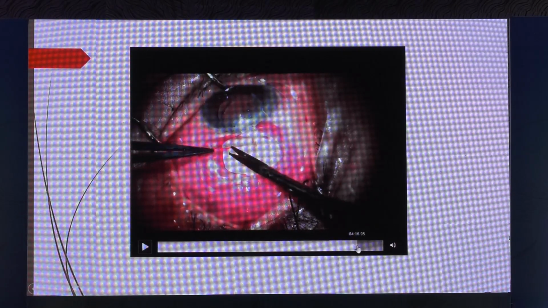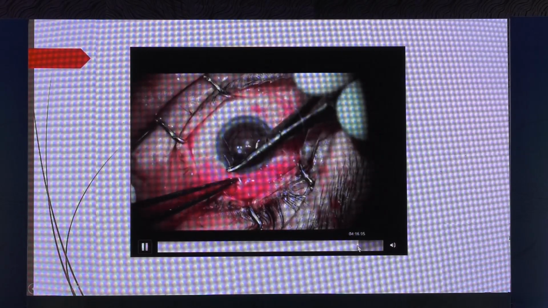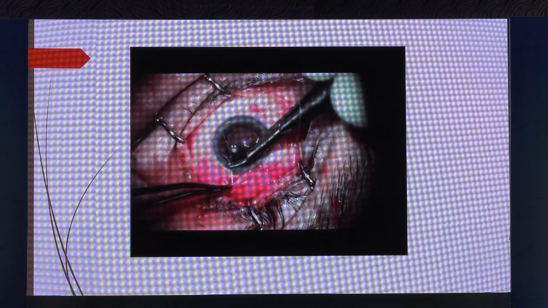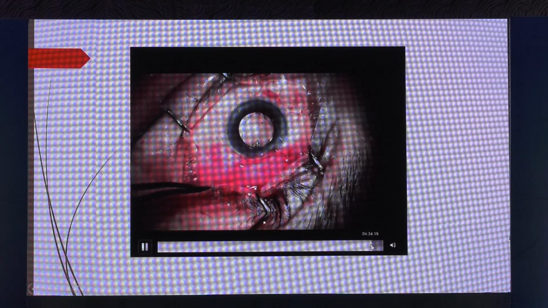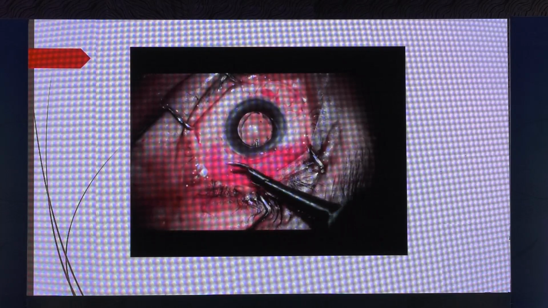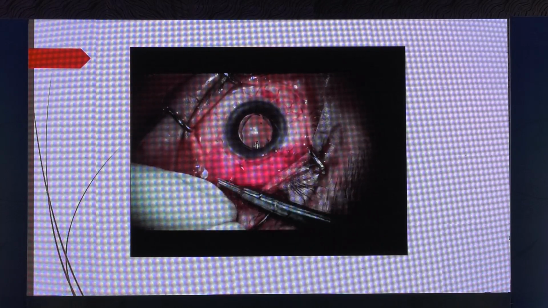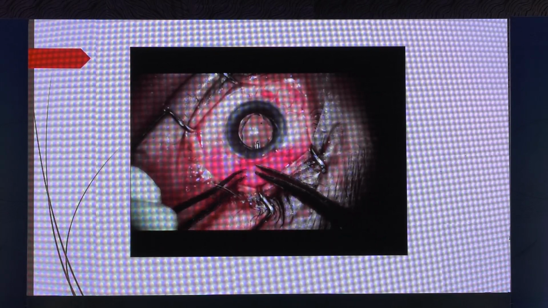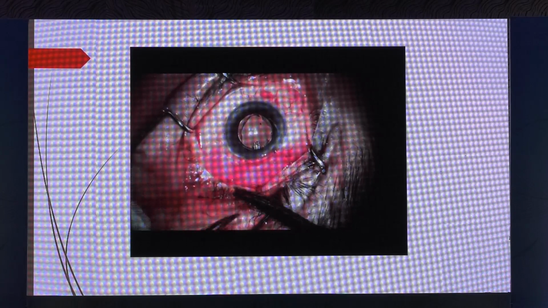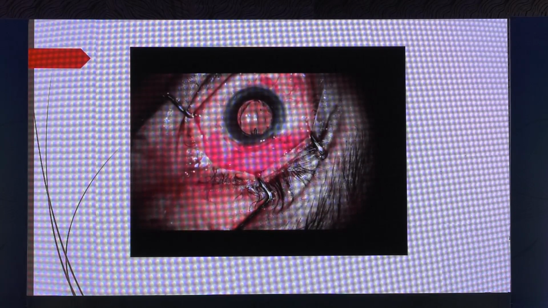And finally, you have to do a watertight closure of the conjunctiva. So at the end of surgery, you have to make sure that the tube is in place. It is neither touching the cornea nor iris, and the pressure is nicely maintained. It's a normal pressure at the end of surgery.